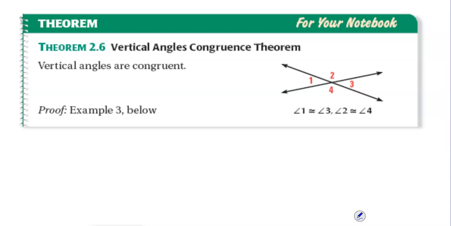Theorem 2.6 is the vertical angles congruence theorem. Vertical angles are congruent. So that would be angle 1 and angle 3 are congruent, and angle 2 and angle 4 are congruent. So anytime we have two lines that form an X, two lines that intersect, the opposite angles of the intersection are going to be congruent, like angles 1 and 3 and angles 2 and 4.